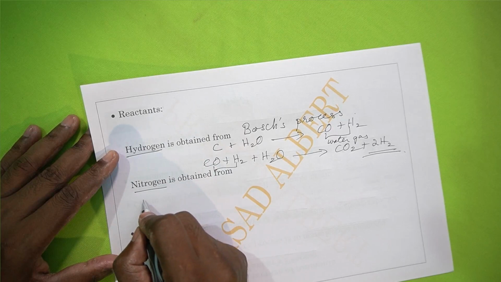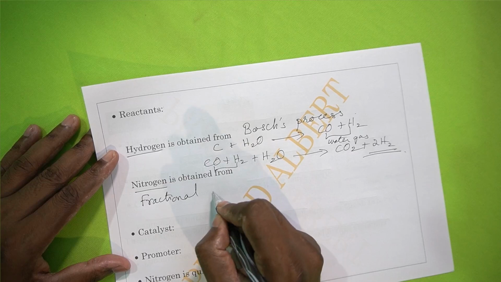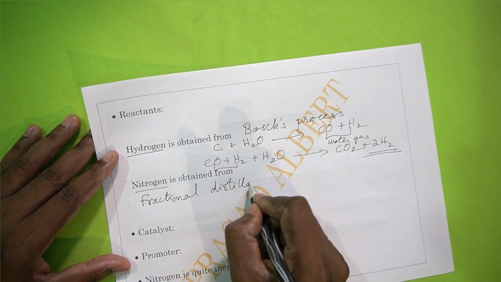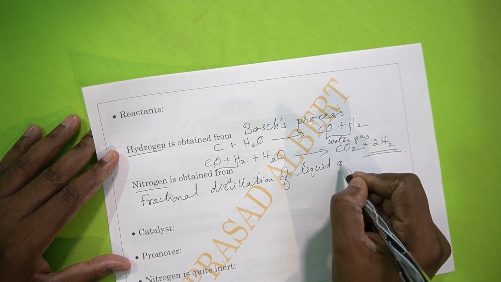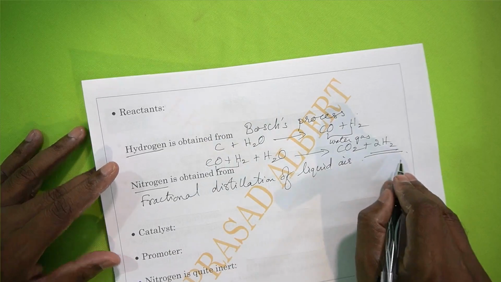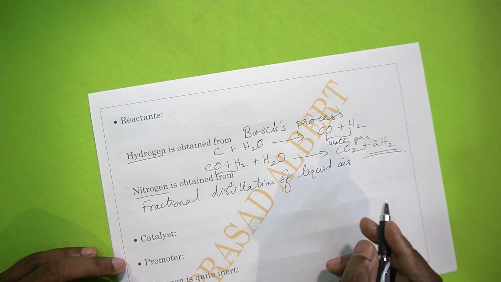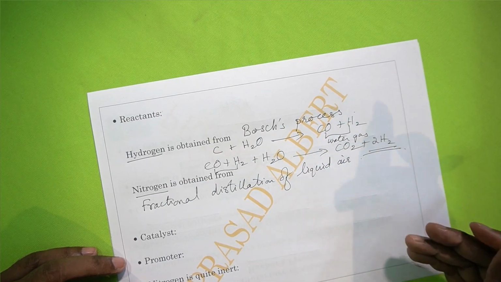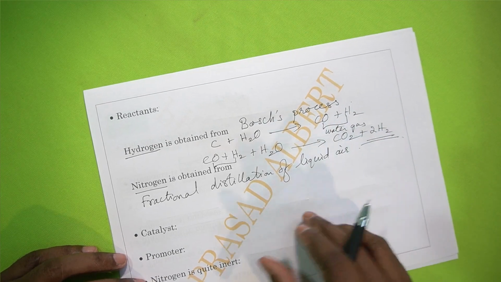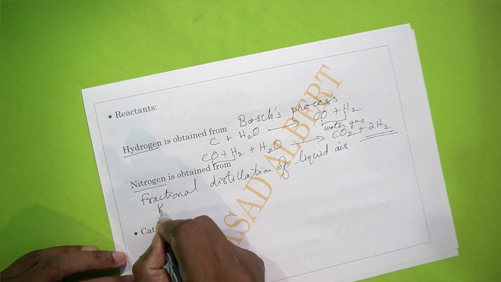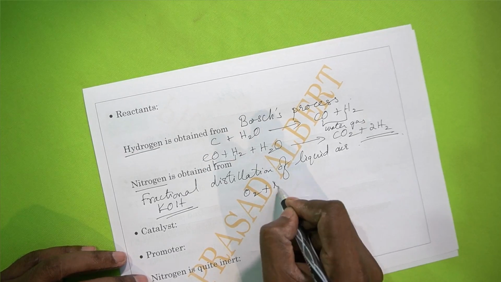Then nitrogen is obtained from fractional distillation of liquid air. What they do is, first they remove the dust particles, carbon dioxide and moisture from the air. Dust particles are removed by electrostatic precipitator, moisture by using fused calcium chloride, and carbon dioxide by using caustic potash or KOH. The remaining part of the air contains only oxygen and nitrogen.